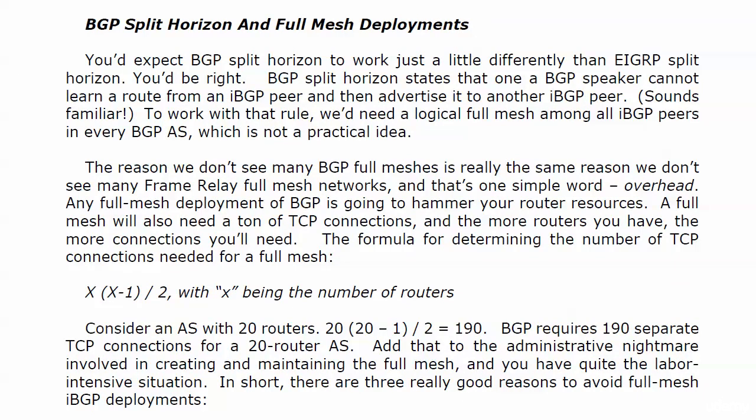Now, you would expect BGP split horizon to work just a little bit differently than EIGRP split horizon, and by golly, you would be right. BGP split horizon states that a BGP speaker cannot learn a route from an IBGP peer and then advertise it to another IBGP peer. That sounds familiar, maybe like something we saw earlier in the same video. Well, to work with that rule, again, we would need a logical full mesh among all our internal peers in every BGP AS, which is simply not a practical idea.